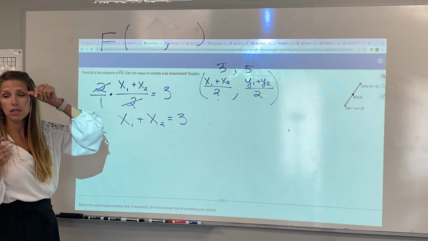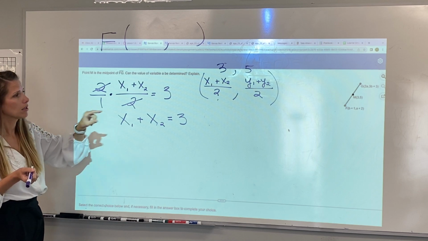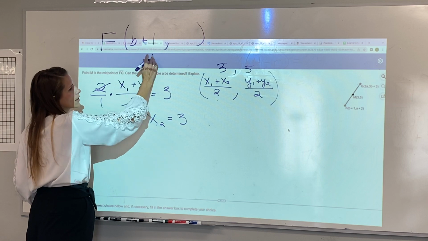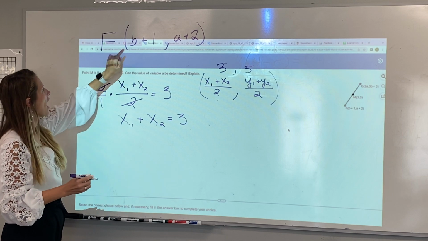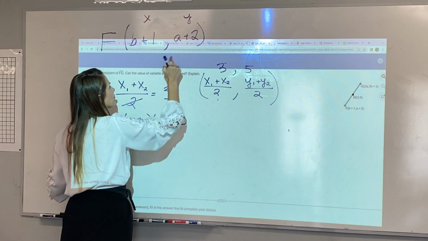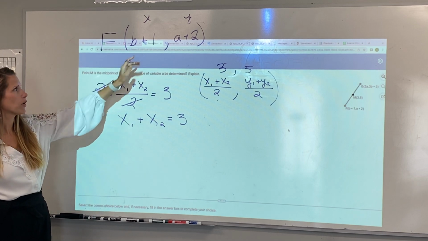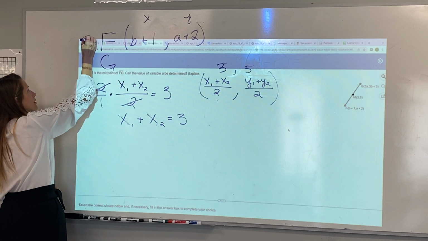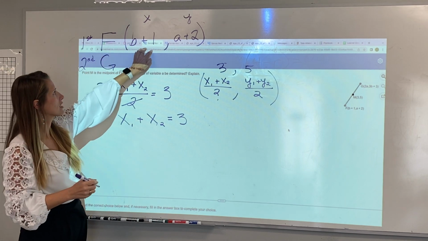Let's see. Now, your numbers might be different than mine. B plus 1, comma, A plus 2. Good. Are they all the same? That means that the x value is b plus 1 and the y value is a plus 2. Can't do anything with it right now, but I'm just identifying what those mean. My second point G, okay, we'll call this the first point, and we'll call this the second point. First point F, here's our x value and our y value.